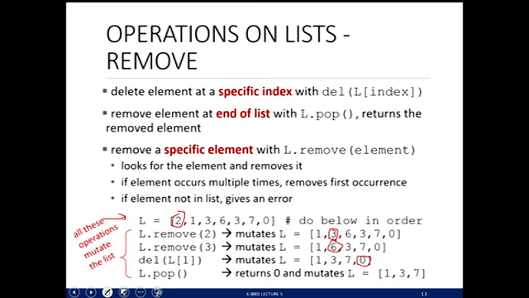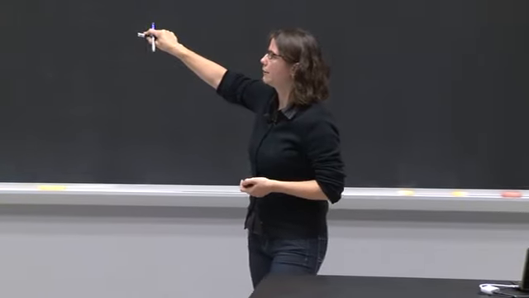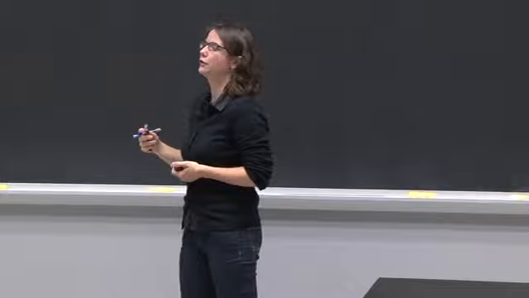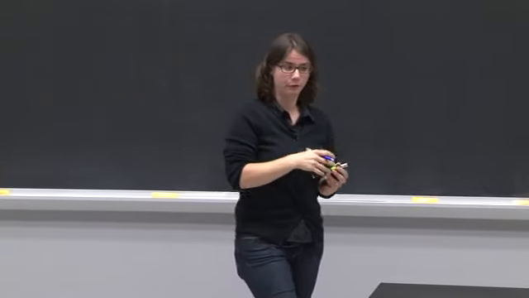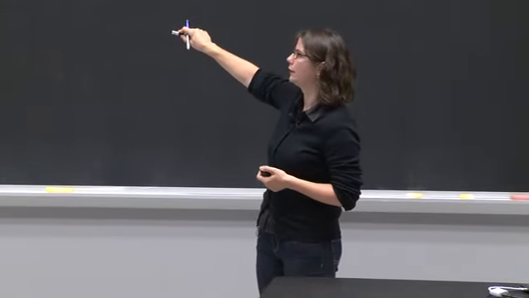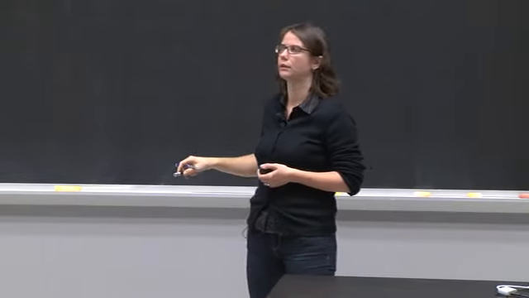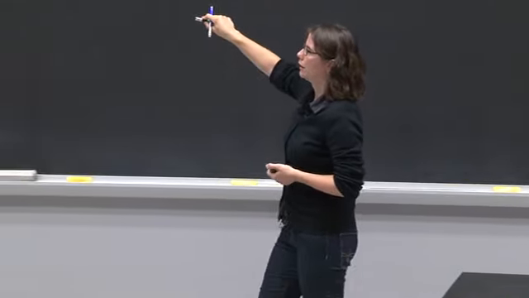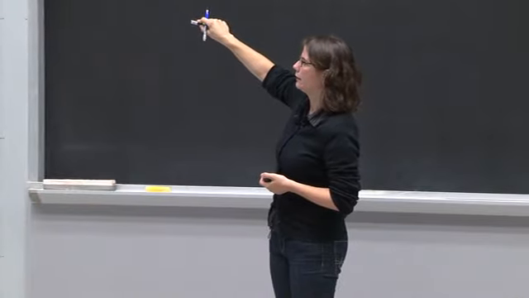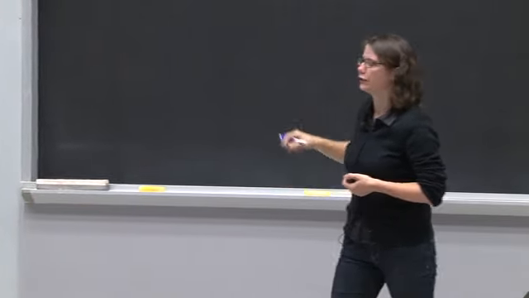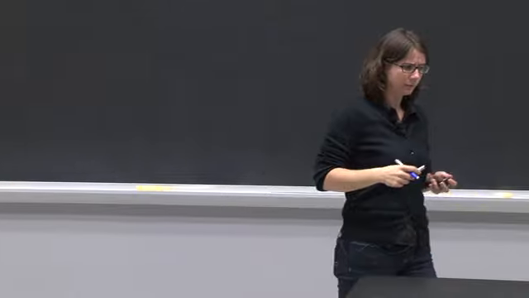So then we're left with only 1, 3, and 7. Okay. And L.pop is often useful because the return value from L.pop is going to be the value that it removed. So in this case, it's going to return 0. I want to mention, though, that these functions all mutate the list. You have to be careful with return values.